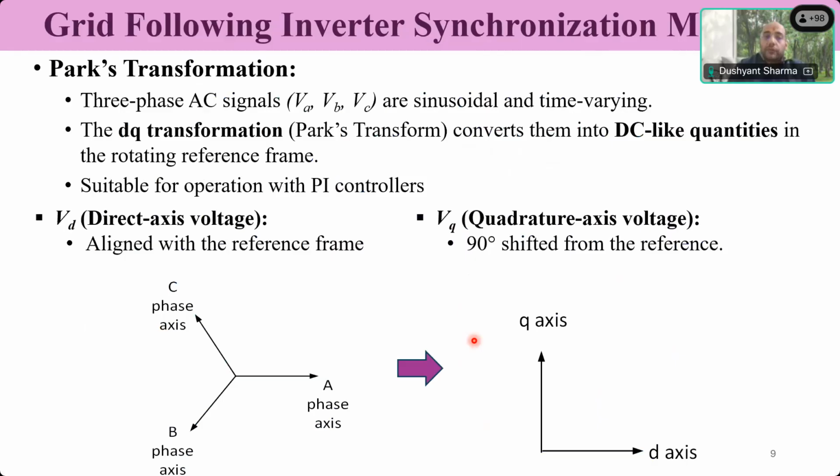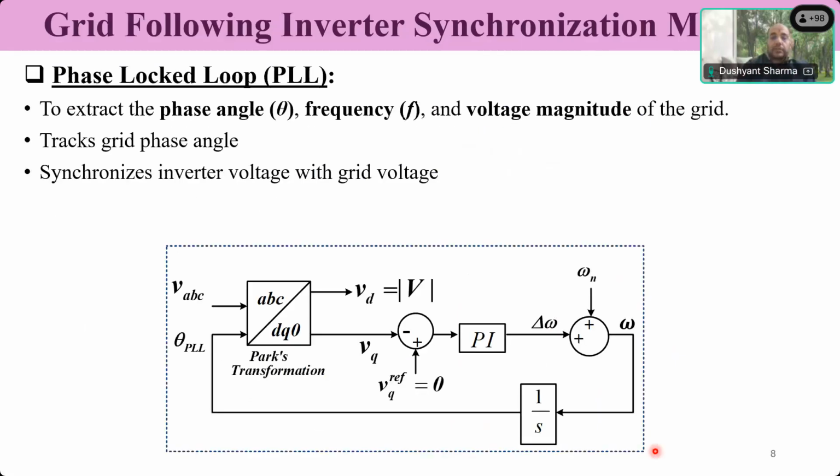So what we do, we simply use a Parks transformation that converts the ABC domain to the D and Q axis domain. So we have now two phasors, which are the D and Q axis, and now we try to match the DQ axis with the ABC axis. We try to match in such a way that at that point when the D axis is completely aligned with the A phase axis, that means now we know how much is the phasor. That will give me the angle, what is the bus angle. So what we basically use is a phase lock loop, or a PLL.